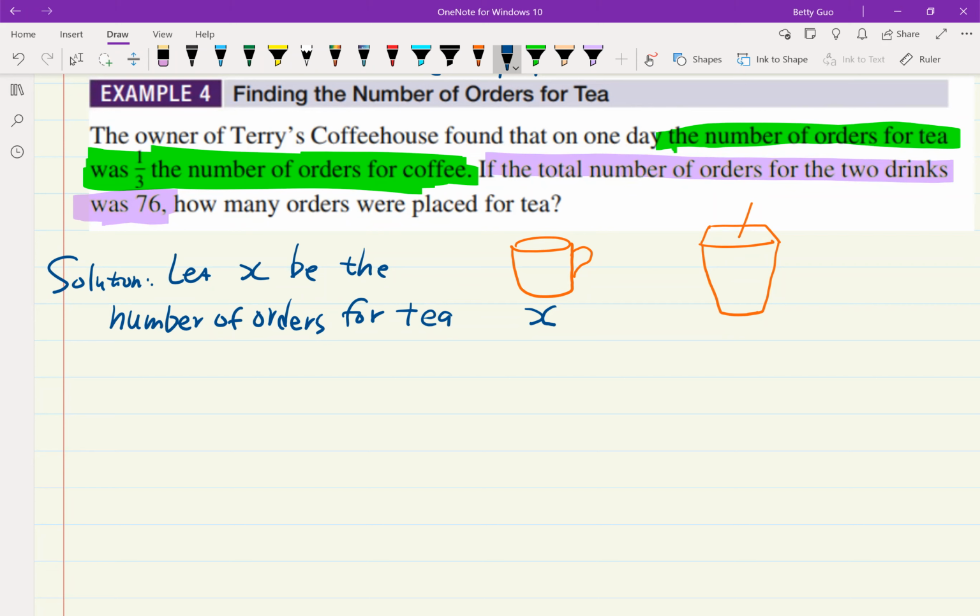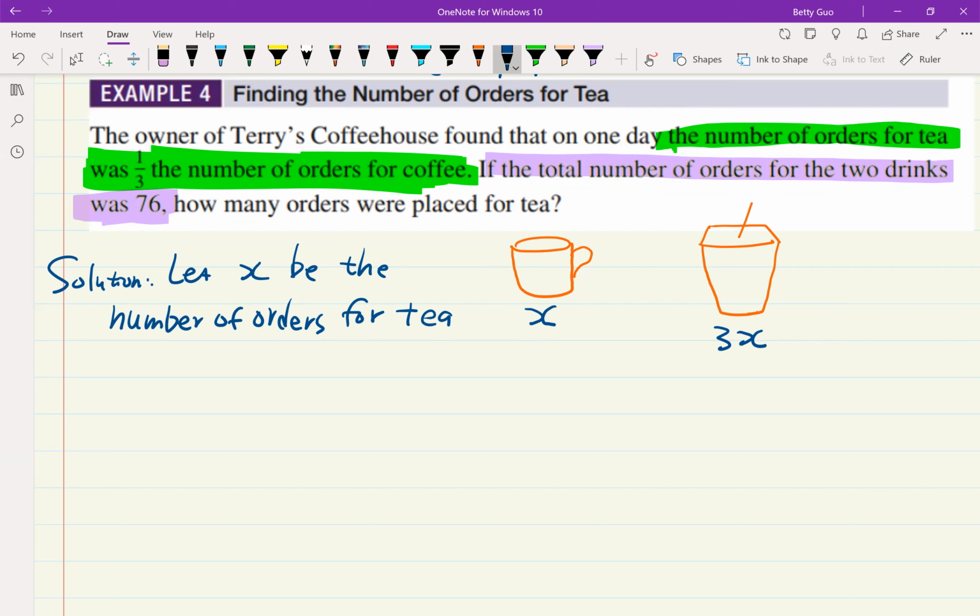Okay. So if we use x to represent the number of orders for tea, then the number of orders for coffee is triple it, 3 times x. And this is very important. How do you use the sentence in green to write the number of orders for coffee in terms of x as well? So they have x orders for tea, 3x orders for coffee.